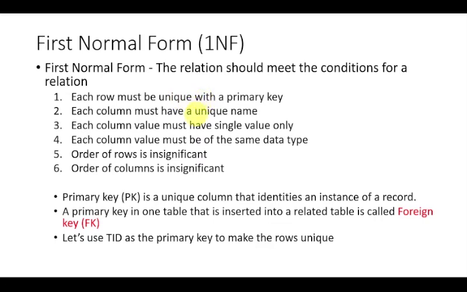Each column must have a unique name. Now, having a unique name means that you can't have 2 columns having similar names. They shouldn't perform similar functions. So that's what we mean by atomicity.